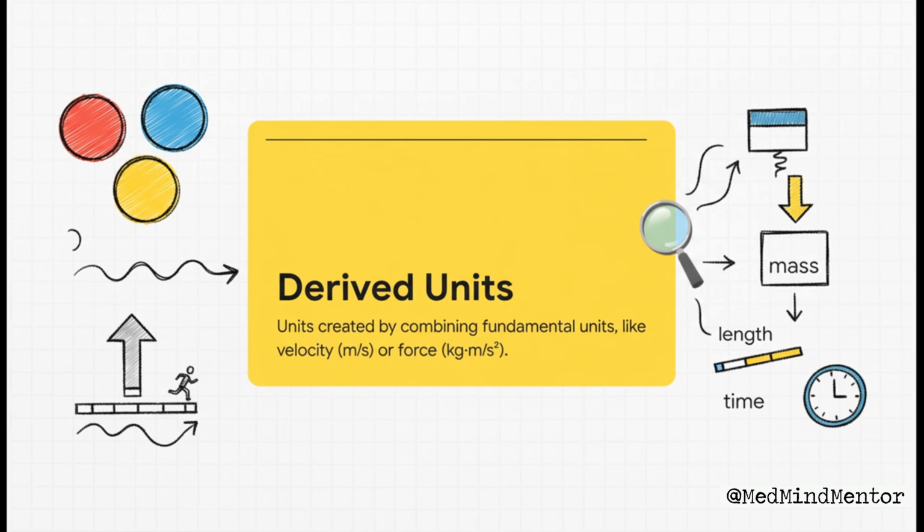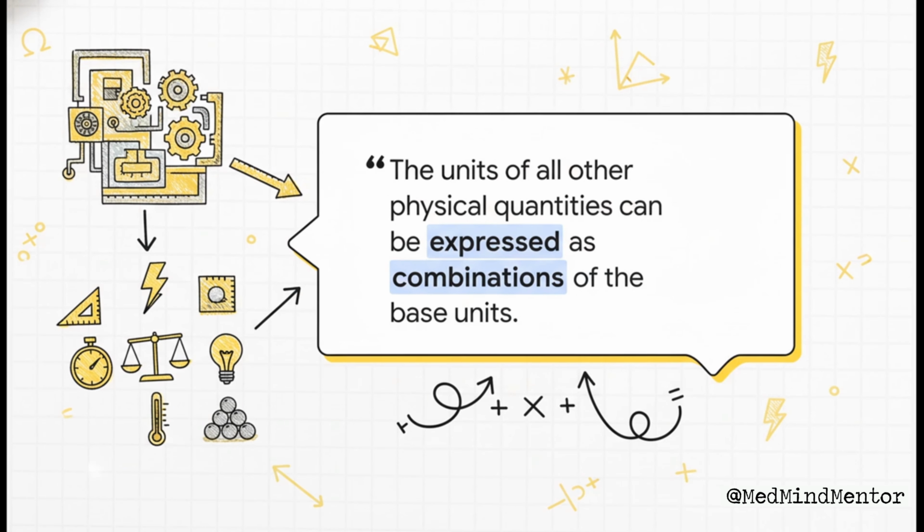So if fundamental units are our primary colors, then derived units are what you get when you start mixing them together. When you multiply or divide the fundamental units, you can describe more complex things, like velocity, right? That's just length divided by time, or meters per second. Force is a mix of mass, length, and time. This quote sums up the whole idea perfectly. It doesn't matter how complicated a physical quantity looks, you can always break its unit down into those fundamental building blocks. This is the big idea that makes unit conversion and dimensional analysis even possible.